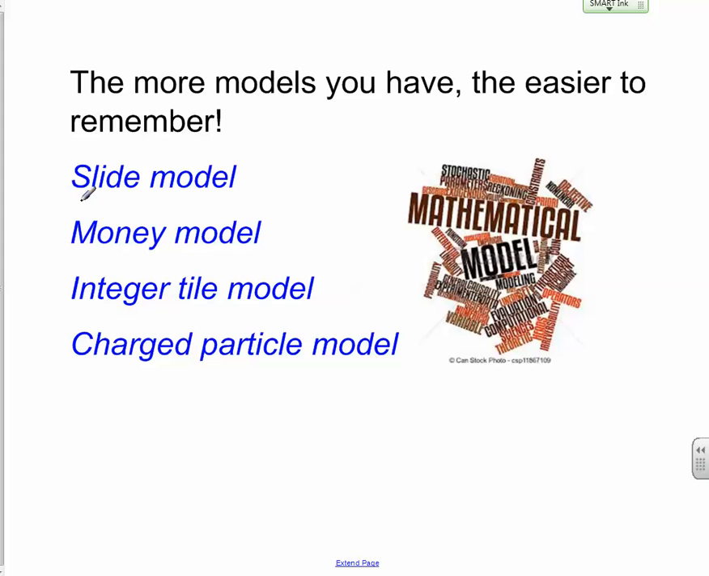So we have the slide model along a number line, the money model with money in your pocket versus a debt. A debt's negative and the money in your pocket's positive. And now the integer tile model, which relates all of this math to science, the idea of positives, protons, negatives, electrons, and a positive and a negative canceling each other out with a neutral charge. So these two relate to science. And remember, mathematics is the language of science, so that's pretty cool.